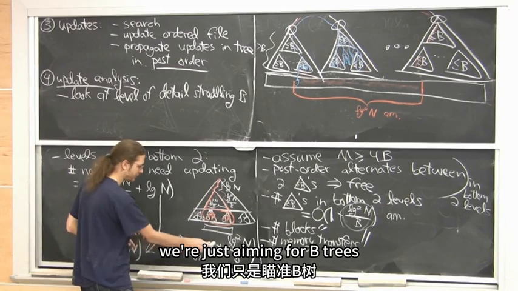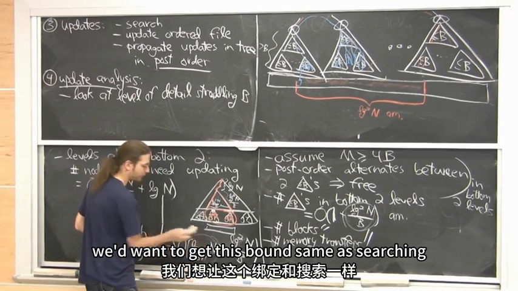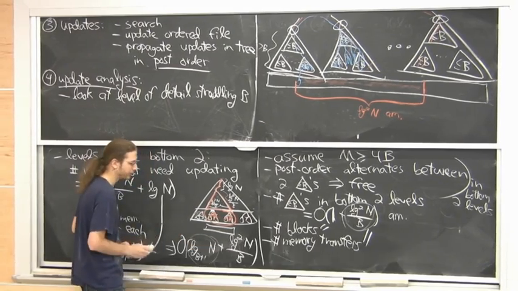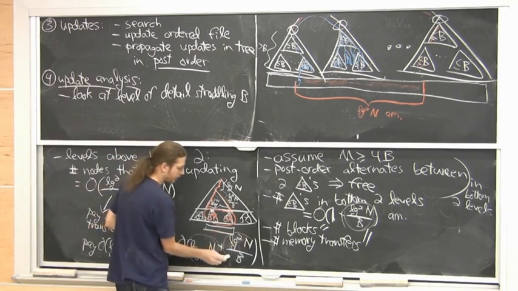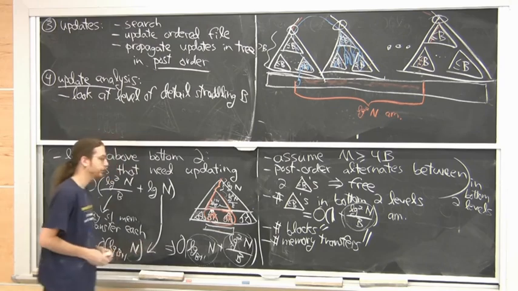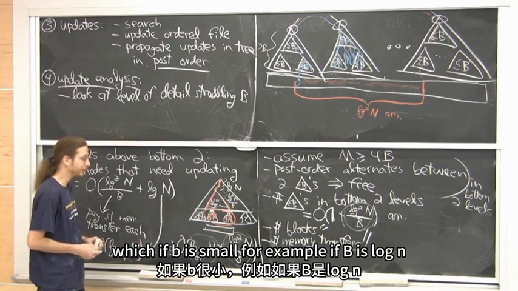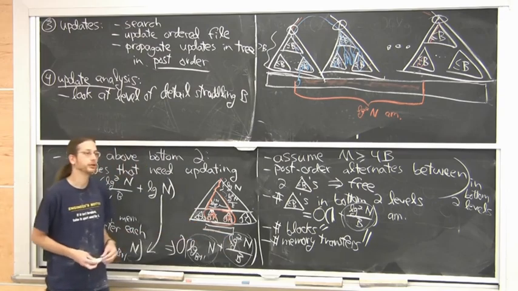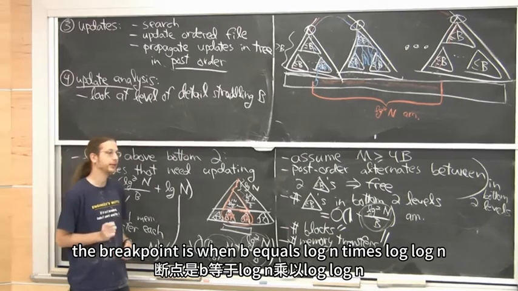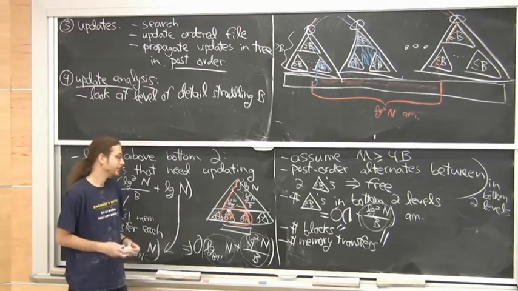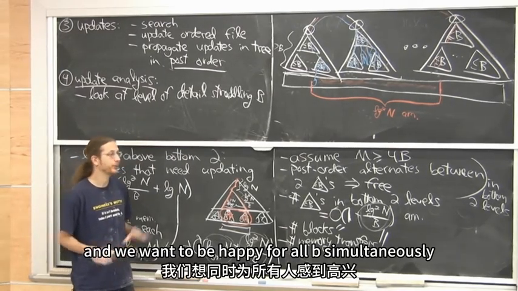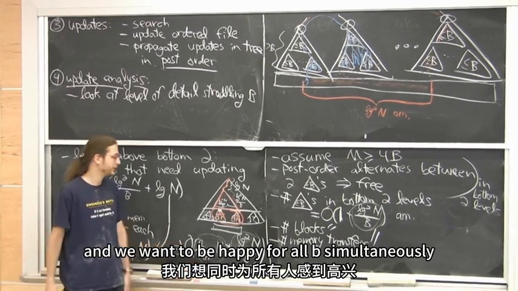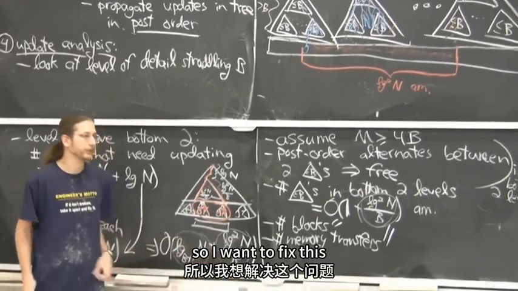We're just aiming for B trees. We'd want to get this bound, same as searching. But we have this extra term, which if b is small, for example, if b is log n, will be bigger than this one. The breakpoint is when b equals log n times log n. So for small b, we're not happy, and we want to be happy for all b simultaneously. So I want to fix this.